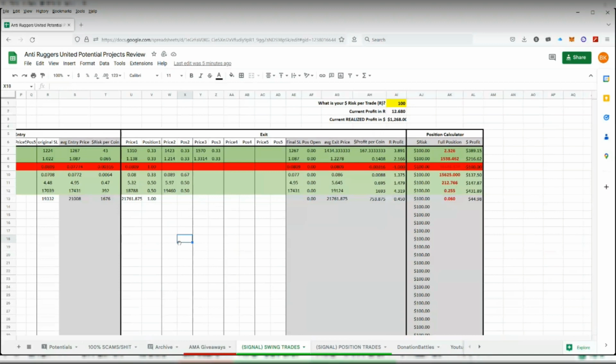The more percentage of your account you risk, the more money you're going to make, but there's also a higher chance that you could lose all your money, because you could hit a couple of losing trades in a row and blow your account that way.